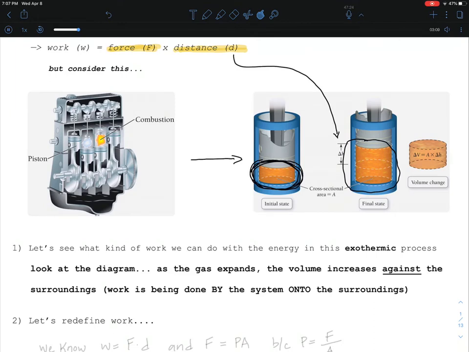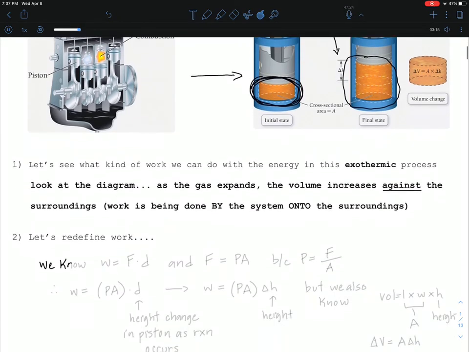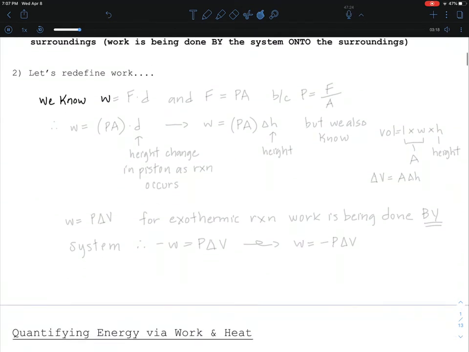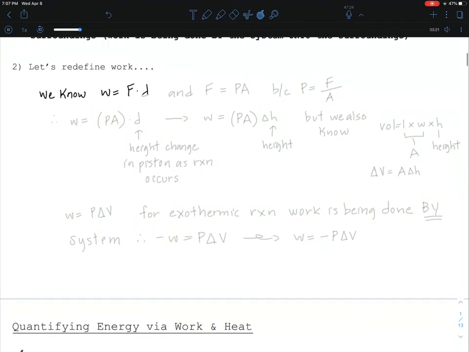So when we redefine the work, let's just write out everything that we know. What do we know? Well, we know that work is a force across some distance. We also know that force can be defined as the pressure times that cross-sectional area, because we know that pressure is just force per unit area, right? So then if we want, we can substitute, and we did this in the last class, so this is a bit of a review, but we can substitute in for the force in the work equation.